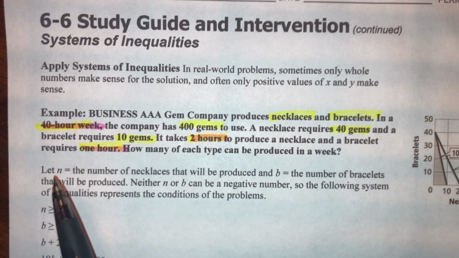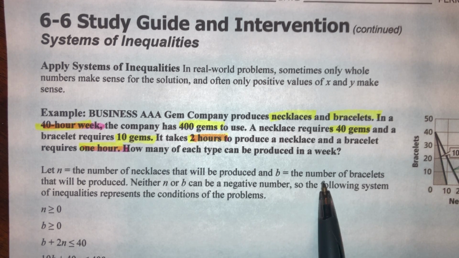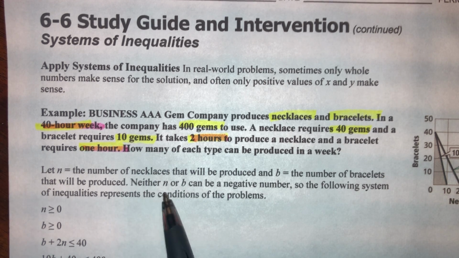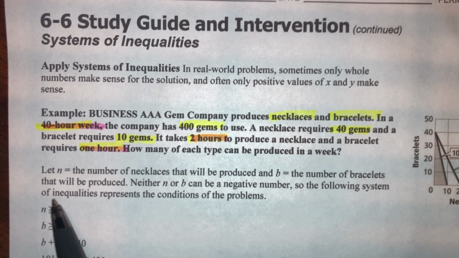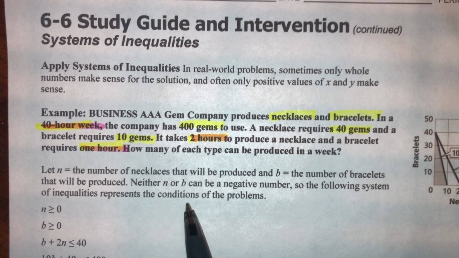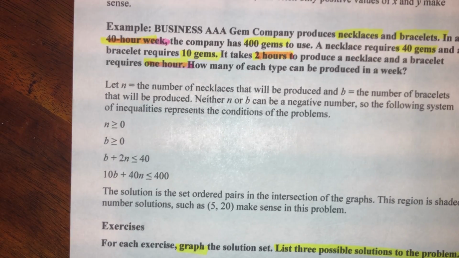So it says, let N represent the number of necklaces that will be produced, and B is going to be the number of bracelets that will be produced. Neither N nor B can be negative, right? You can't make negative 2 bracelets. So it's got to be 0 and up. So the following system of inequalities represents the conditions of the problem. All right, so we've got quite a few here, right? And we're going to think through these.